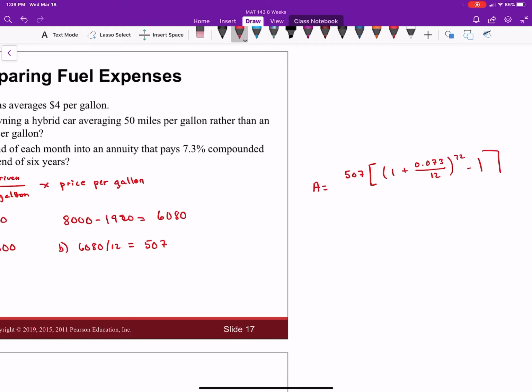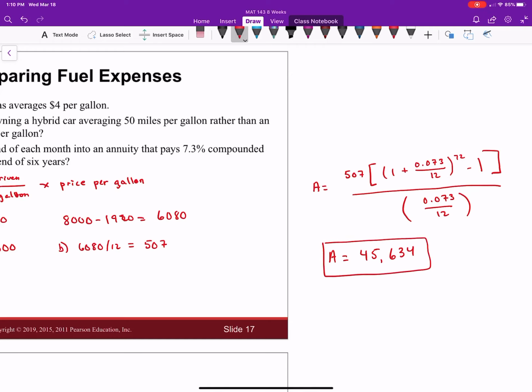Minus 1, close parentheses, all over 0.073 over 12. Now, when we find the annuity, we're going to get it roughly around about $45,634. So that's how much you would approximately save if you were to take that money that you would spend less in gas for a hybrid rather than an SUV.